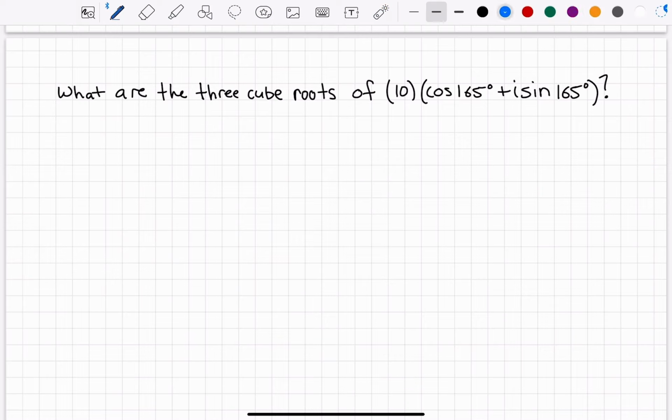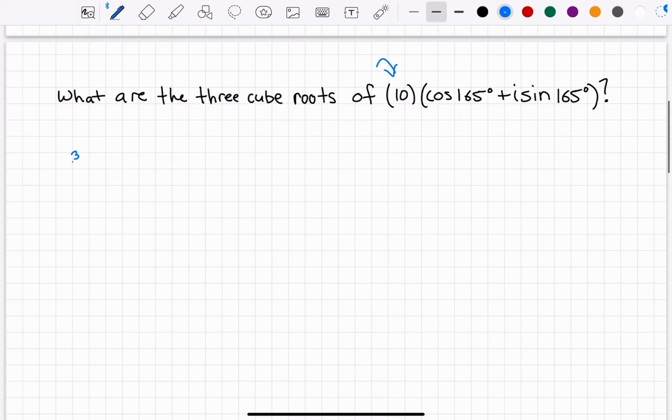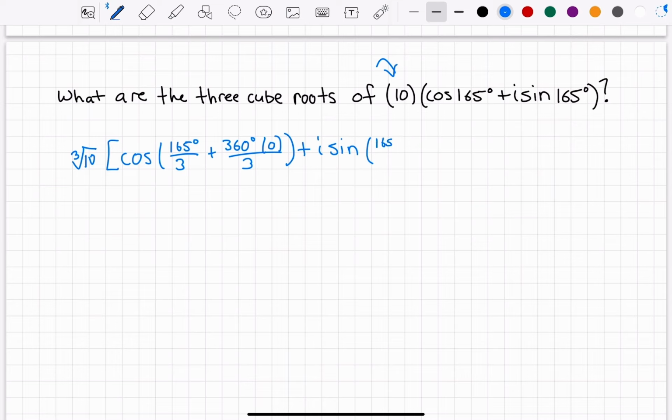I'm going to start off with blue, and my leading coefficient 10 here is going to look like the cube root of 10 for my first root. And then I'm going to do cosine. My original angle is 165 degrees, and I'm going to divide that by 3 because that's how many roots I'm looking for. And I'm going to add 360 degrees times 0 over 3, again because that's how many roots I'm looking for. And then plus i sine 165 degrees, the exact same thing.